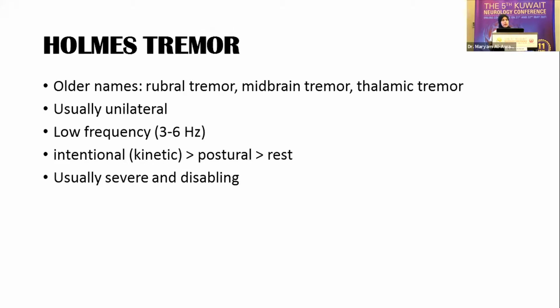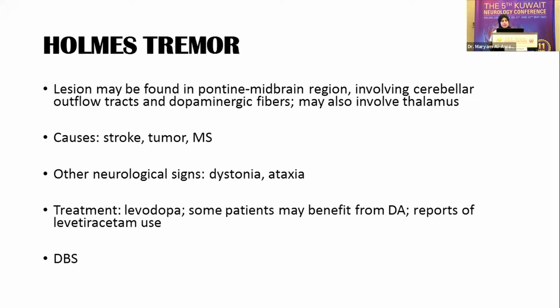Intentional, postural, and rest. Usually the intentional component is the worst, and then it is more than postural, which is in turn more than the rest component, and it can be very severe and disabling for the patient. The lesion may be found in the pontine midbrain region, or it may involve the cerebellar outflow tracts and the dopaminergic fibers. It may also involve the thalamus.